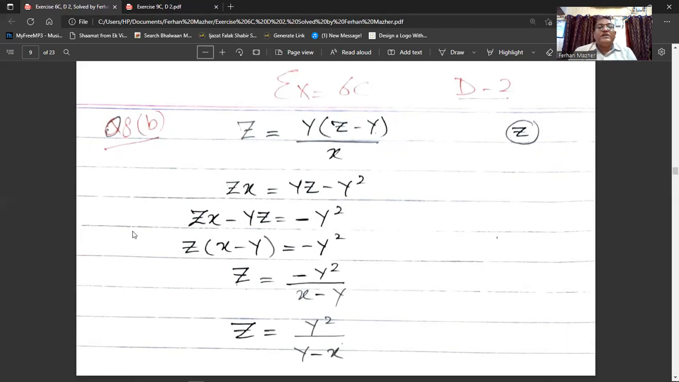So the z will be equals to y square. I will introduce this negative in the denominator, and the order of these two will change. So this negative will become positive, this positive will become negative. So you will have y square divided by y minus x. So the value of the z will be this y square divided by y minus x. And I hope that you have understood this.